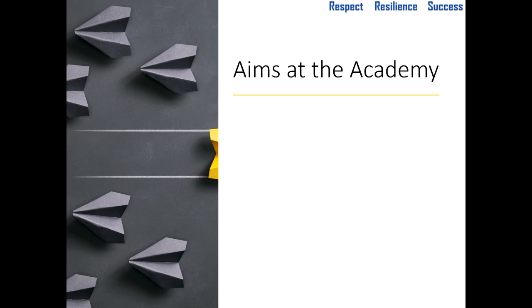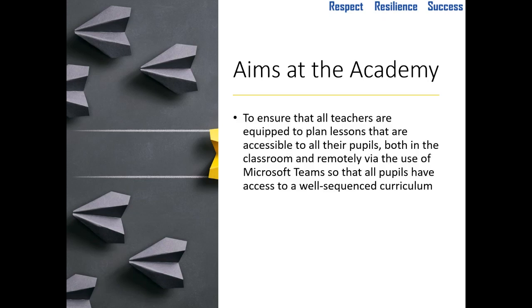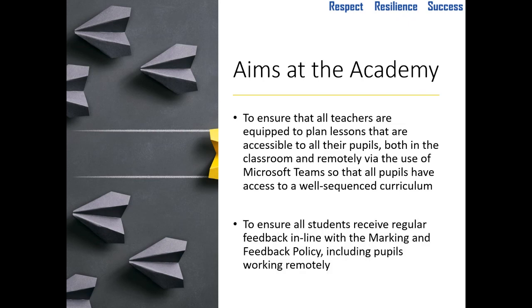The aims at the Academy. So we want to make sure that everybody is equipped and all teachers are equipped to plan their lessons that's accessible to all pupils. And in the past, that may have just been thinking about within the classroom. And now we're also thinking remotely so that no student is disadvantaged, whether they're in school or whether they're at home. We want to ensure that all students receive also that regular feedback that I've just been talking about, whether they're in the classroom or they're at home, and this will aid us with being able to do that.